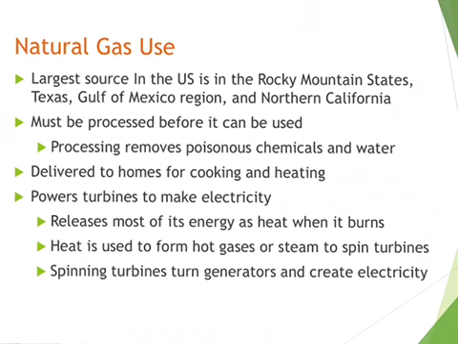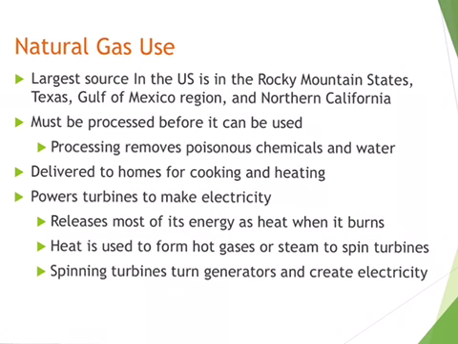The largest gas reserves in the United States is in the Rocky Mountain states, so over by like Wyoming and Montana. And it's also found in Texas, the Gulf of Mexico region, and in Northern California. Just like crude oil, it has to be processed before it can be used because there are poisonous chemicals, and the water has to be taken out of the natural gas. Then natural gas can be delivered to homes for cooking as well as heating.